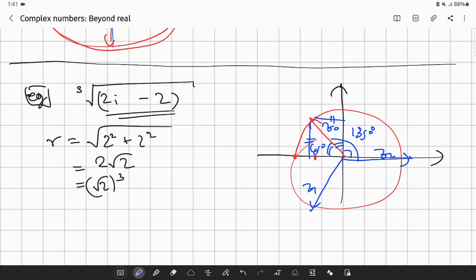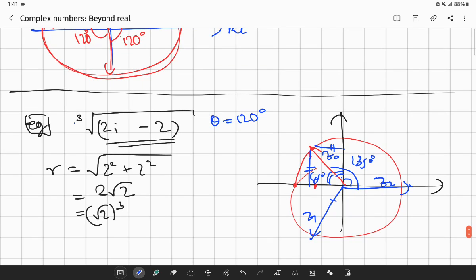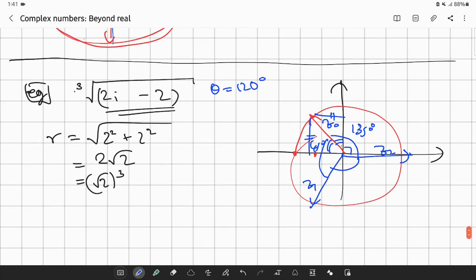So if you have the cubic root, we said that the theta must be equal to 120 degrees between the different complex numbers. So this angle must be 120. This angle must be 120. So let's do this. I have 135 degrees plus 120 degrees, which is 255 degrees.